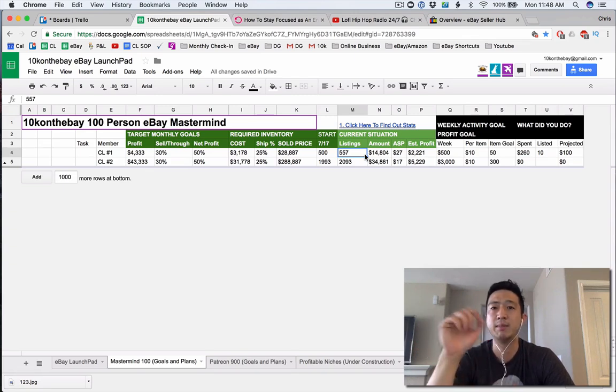But my bigger store is a disaster, because I have 2,093 items listed for $34,861, and my average selling price is only 17 bucks. So that means I'm essentially listing very, very poor quality items in that store. Also, I didn't do a good job of listing them, which is a formula for complete failure. My sell-through rate is only around 15% in that store, which is very, very bad.